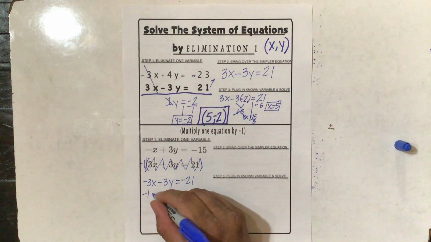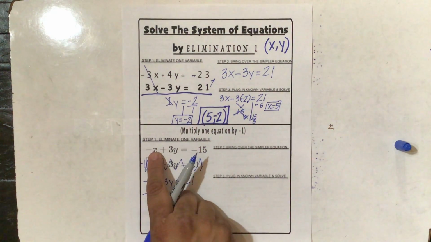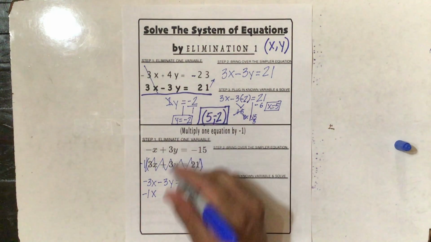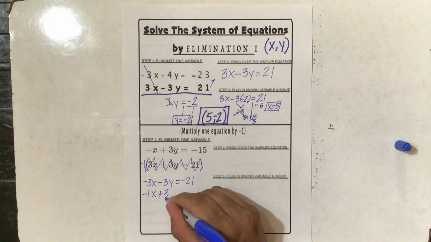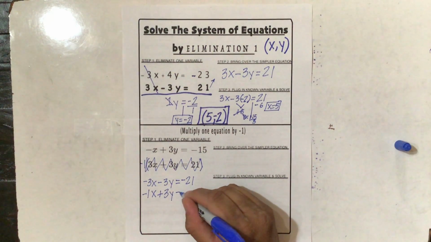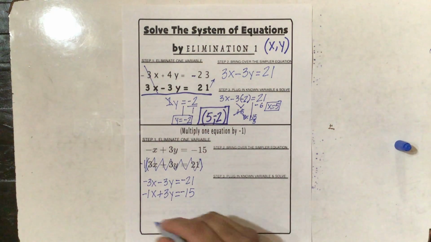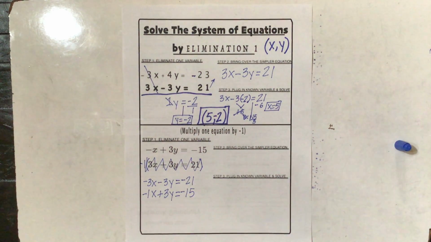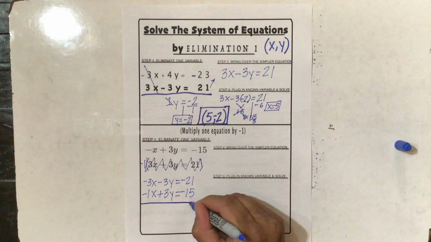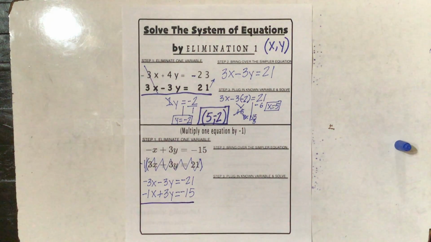Negative 1x, right? There's an invisible 1 here, so I'm going to put it here. Plus 3y equals negative 15. Now I'm going to draw my line, just like that.